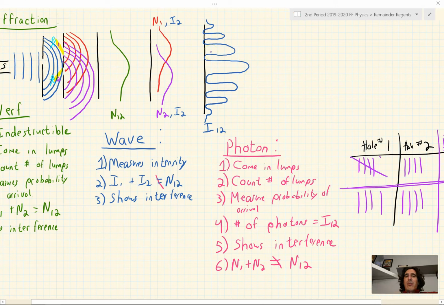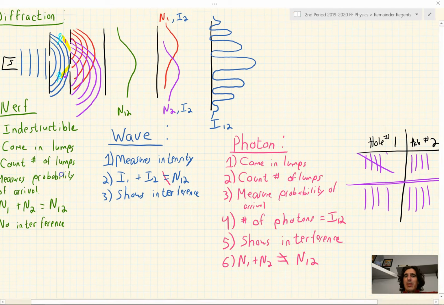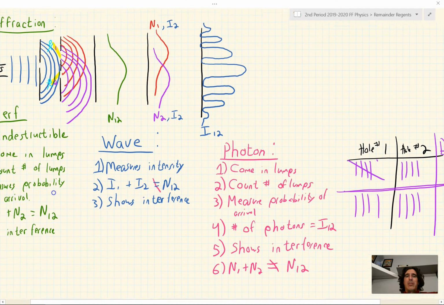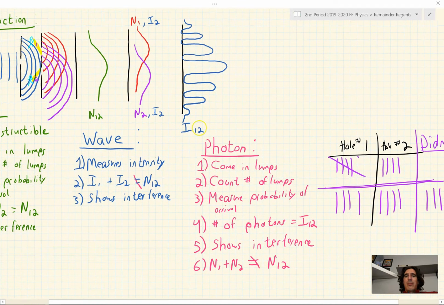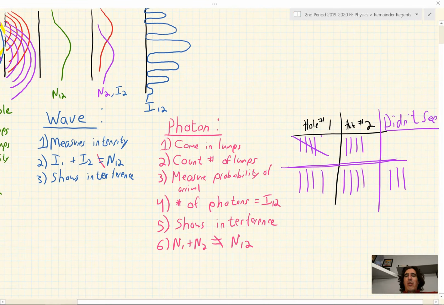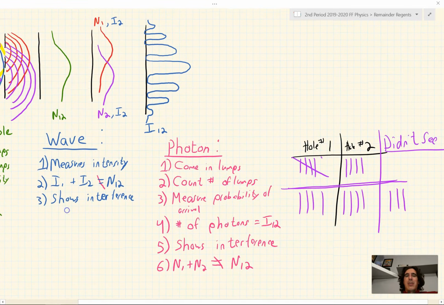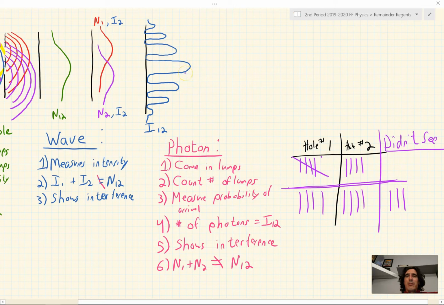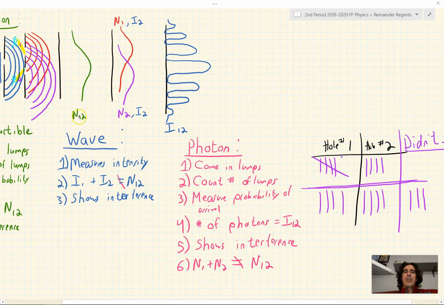So, when we know which hole the photon went through, we get N12. When we don't know which hole it went through, we get I12. And if we sometimes know if it went through hole 1 or hole 2 or didn't see, we also get I12. So what's happening here is when you know which hole the photon went through, we don't get destructive interference or constructive. When you don't know which hole the photon went through, we get an entirely different pattern which shows interference.